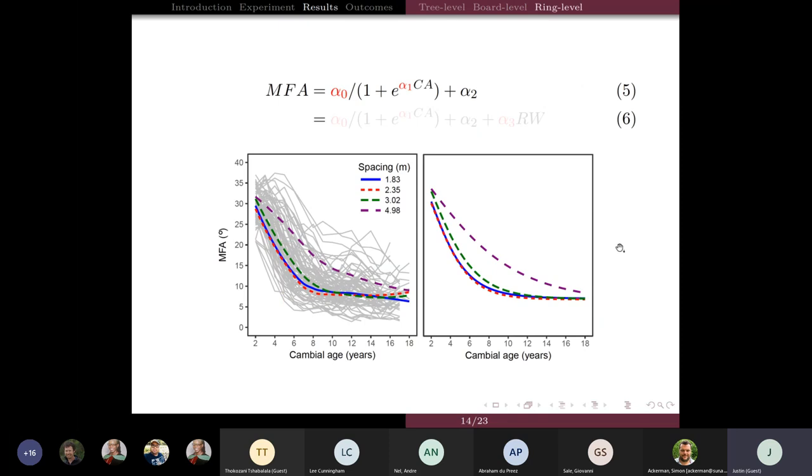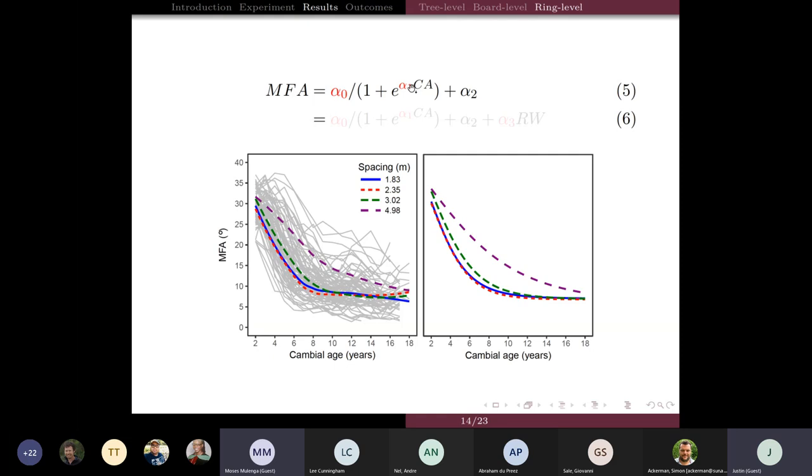Taking a look at the profiles themselves, it's a single tree. On the left, you just have loess smooth lines, and on the right, we have what we actually modeled. Our results indicated that there was a significant difference in the starting values. You can see that for 4.03 and the next closest spacing, it was slightly higher than the two lowest spacing treatments. As well as the A1, the rate parameter was significantly different.